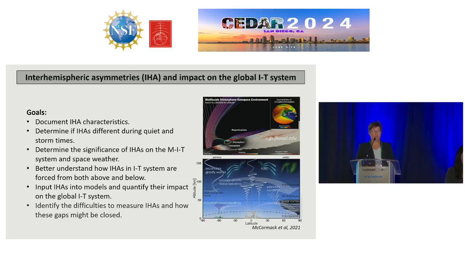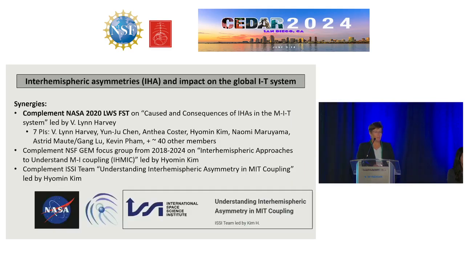So there are also interhemispheric asymmetries in observations themselves, and those may map onto sampling phenomena differently in the different hemispheres. How do we account for that? This Grand Challenge has synergistic efforts with other ongoing activities. One is a Living with a Star focused science topic entitled Causes and Consequences of Interhemispheric Asymmetries in the Magnetosphere, Ionosphere, Thermosphere System, led by myself.